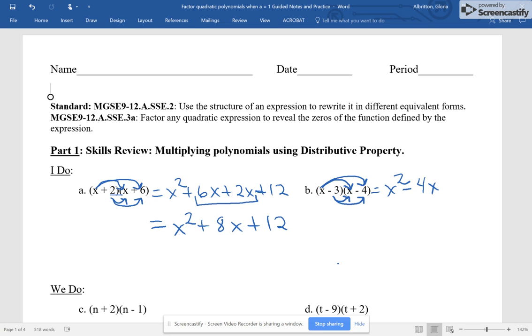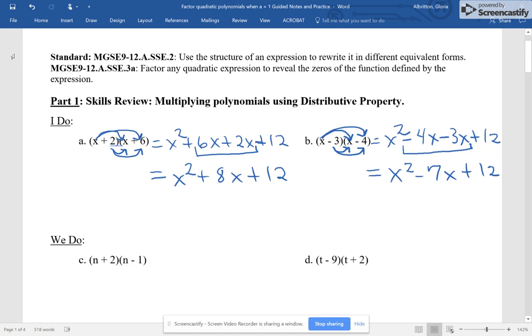Negative 3 times x gives me a negative 3x. And negative 3 times negative 4 gives me a positive 12, because a negative times a negative is a positive. But again, I'm not done yet because I've got to combine any like terms. And here I have a negative 4x and a negative 3x. Together that gives me a negative 7x. So my final answer, again, is a trinomial.